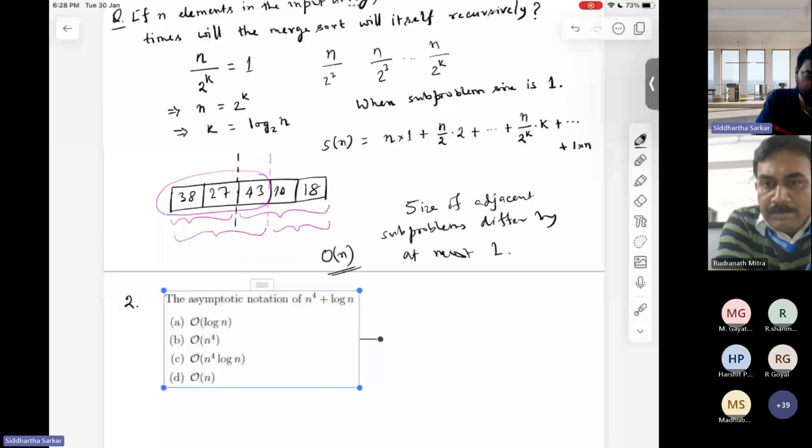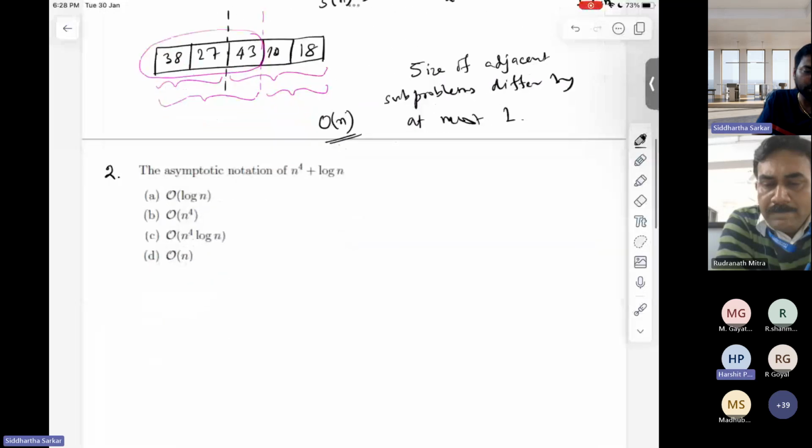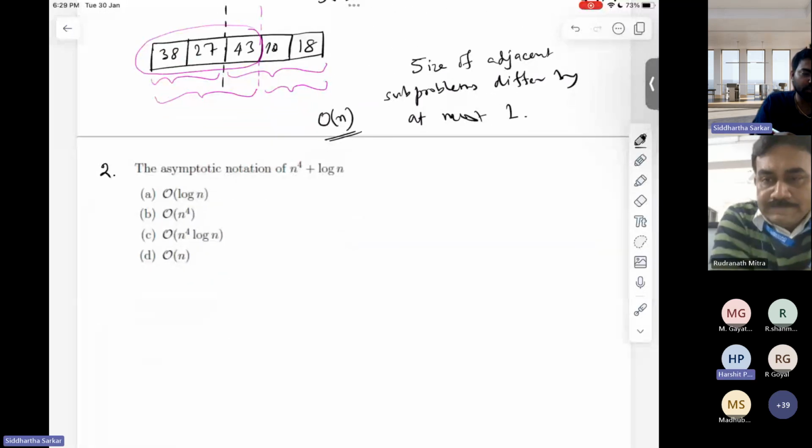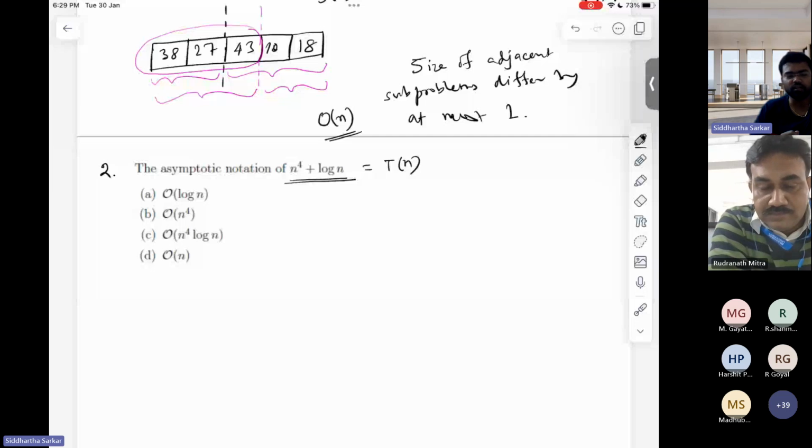Okay, so if you have gone through the asymptotic notation video, then you will be able to understand this question. This question is asking how do you write this function? So this is a function of n, so let's call it T(n). Asymptotic means that in the long run, what does this function look like? That means if you make n large enough, then what is the type of the function?